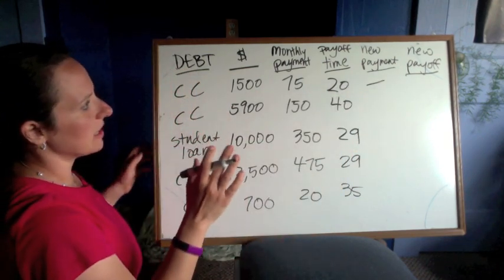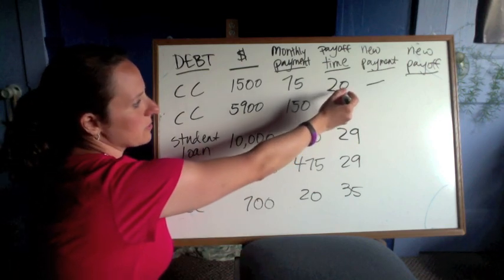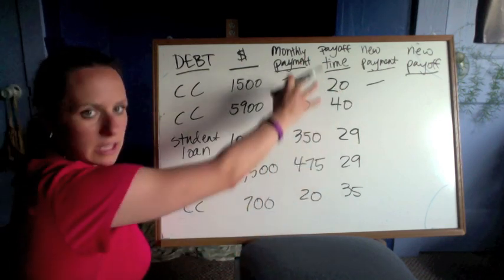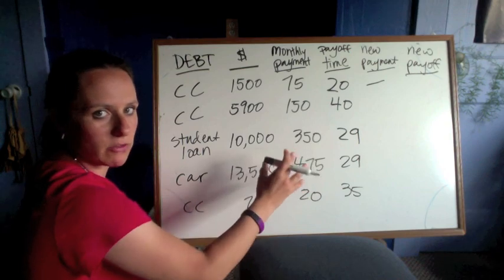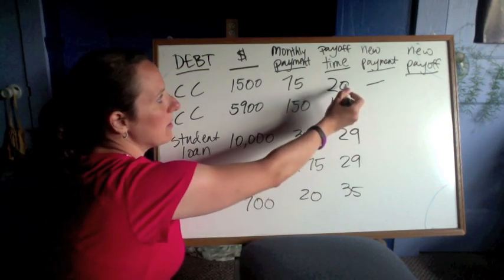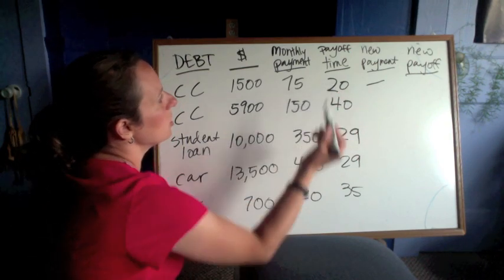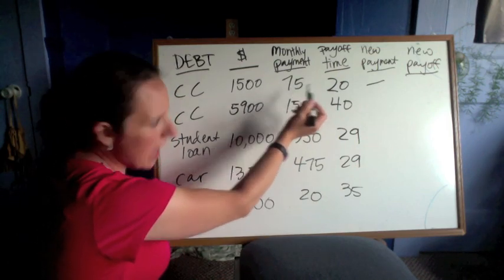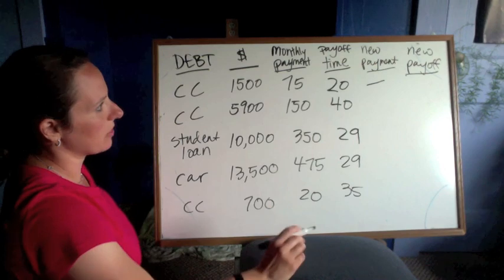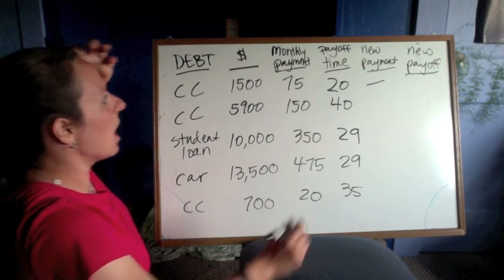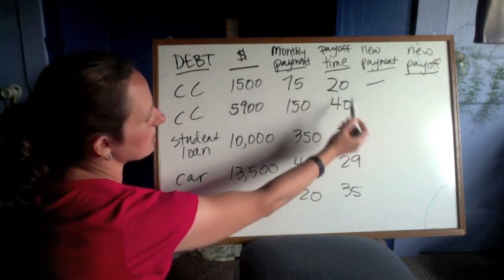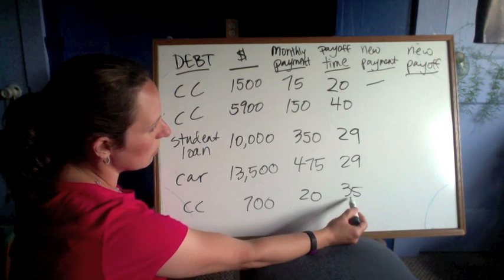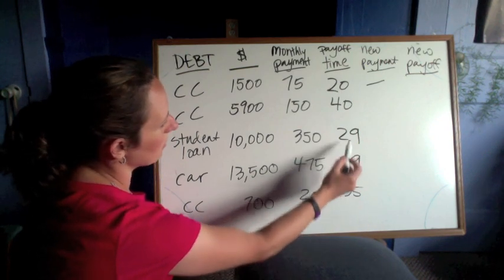Here's the idea. Once you pay that off, so the first one's going to take 20 months. Now, you always keep on paying your minimum payments for the rest of them. But when this 20 months is up, you want to take that $75 and apply it to the next month. So here, $75. The next lowest month would be right here for the 29 months.